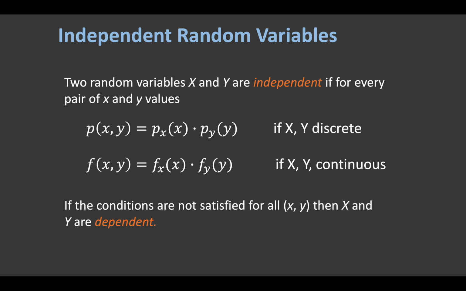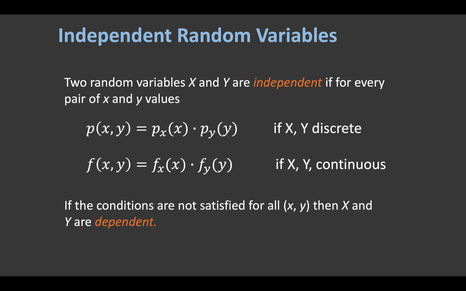Okay, the last thing I want to talk about in this lecture is independent random variables. So how do we judge if two random variables X and Y are independent from a joint distribution? Here's the definition, basically aligned with what we discussed before. If two random variables X and Y are independent, then you have the following conditions.